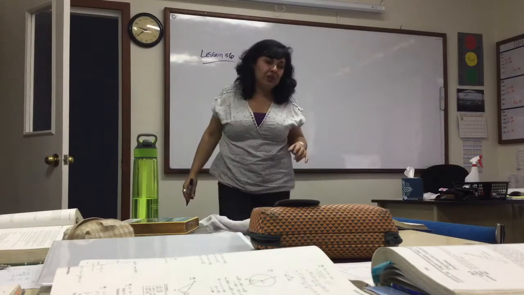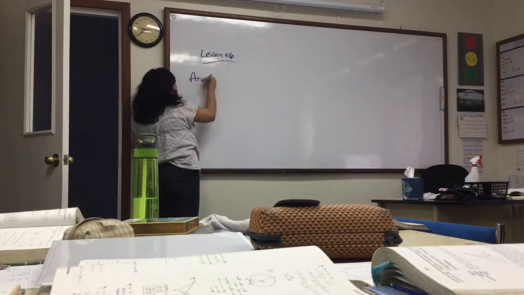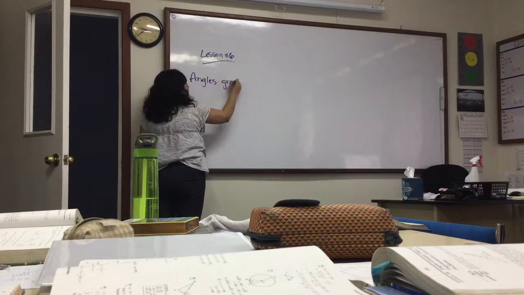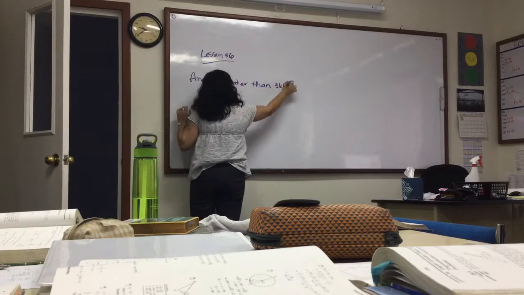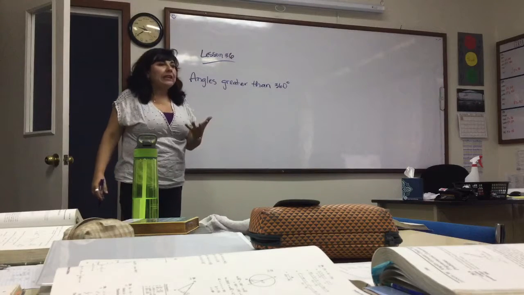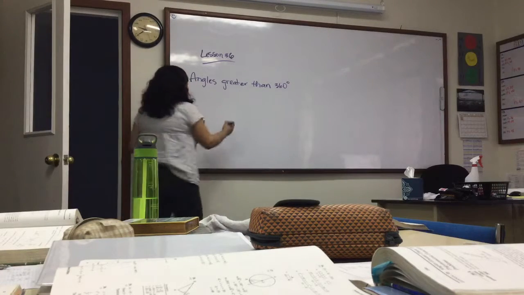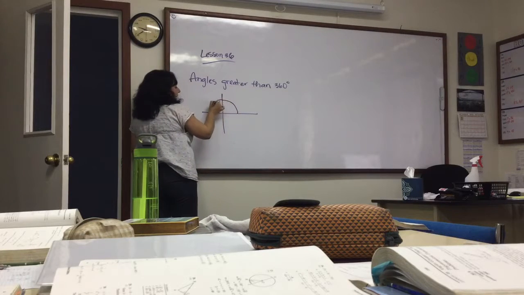And angles greater than 360. What does that even mean? Can angles be greater than 360? Yes. No. Numerically, they can't.